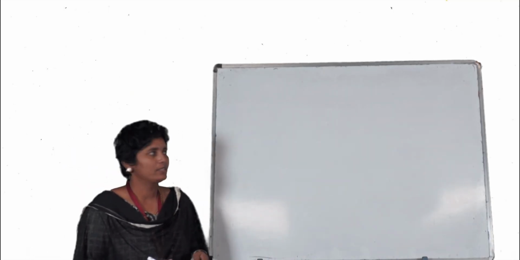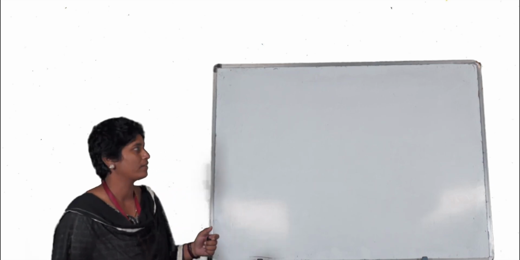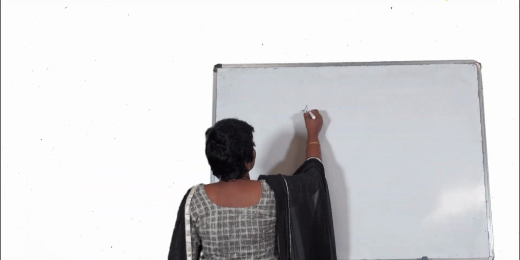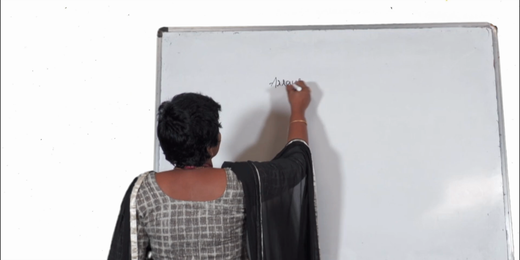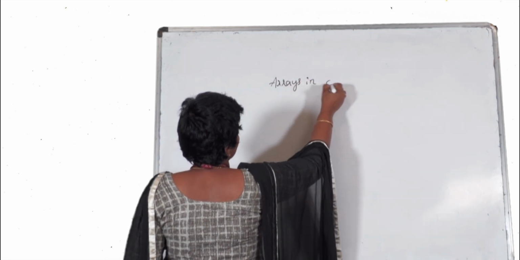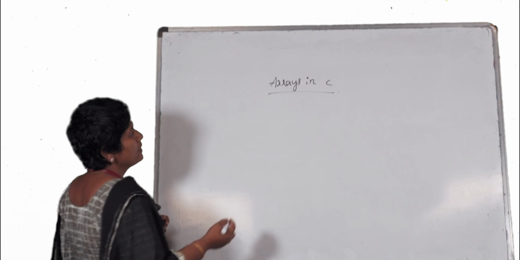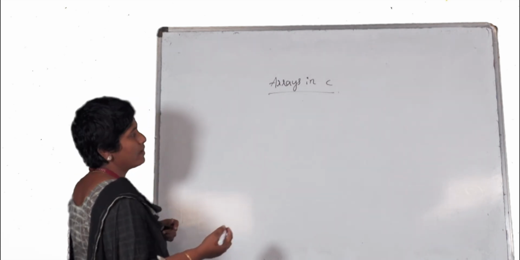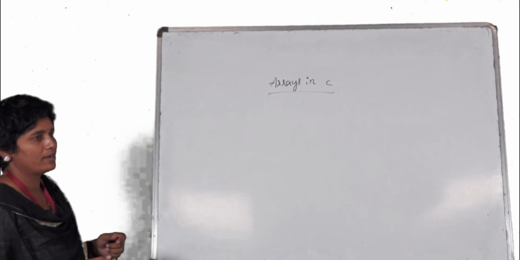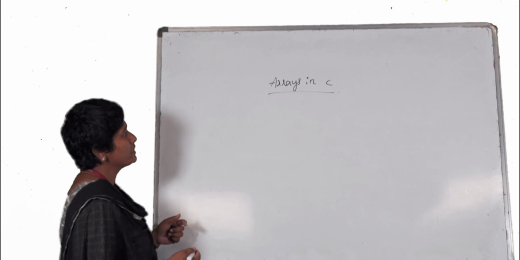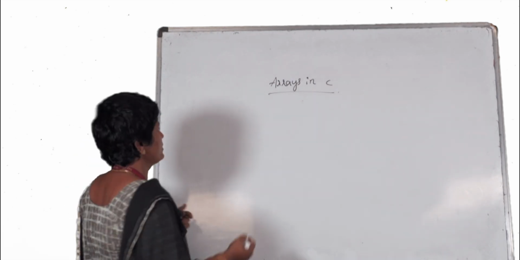Today I will discuss arrays in C language. So what is an array? It stores values of similar data types. How do we declare an array in C language? What is the syntax for the declaration of an array?